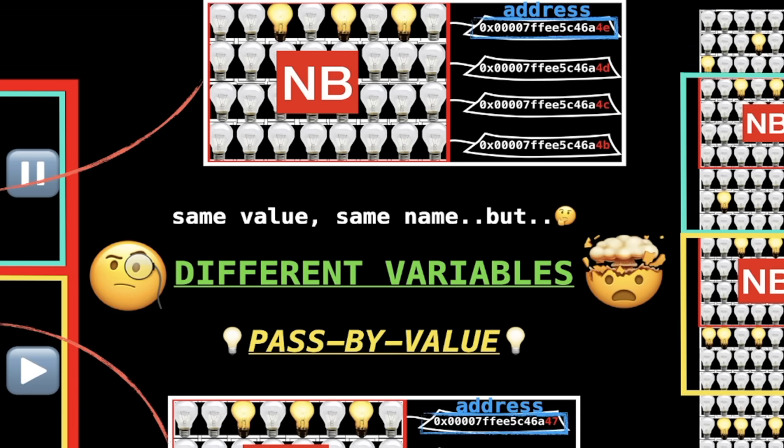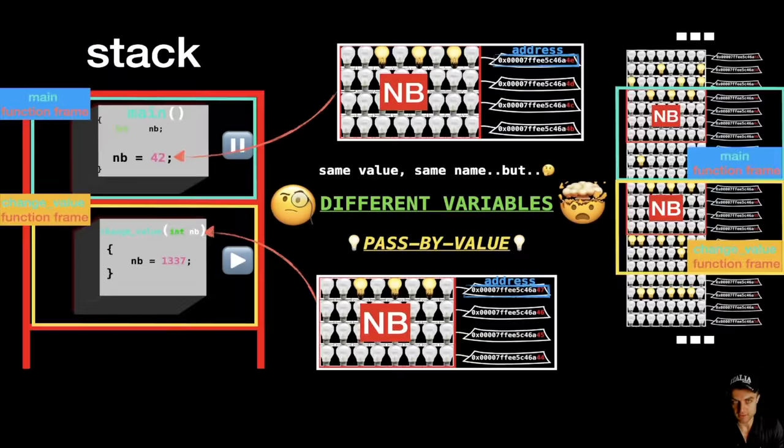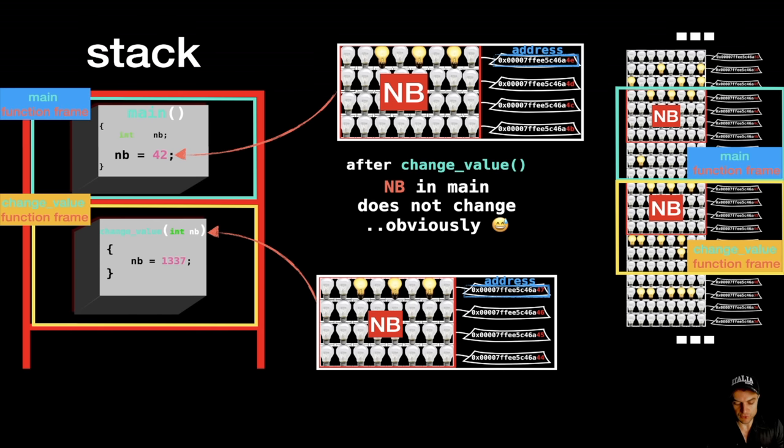That's the main idea. And to make it clear, the argument name nb in change value could have been different, like, for example, foobar. We don't really care because they are different things. So what is happening here? When I change the value of nb to 1337, what is really happening? Well, the function is changing the value of its own copy. It is not changing the value of nb, which is in the main function, you see? That's the catch. So let's watch what is really happening.